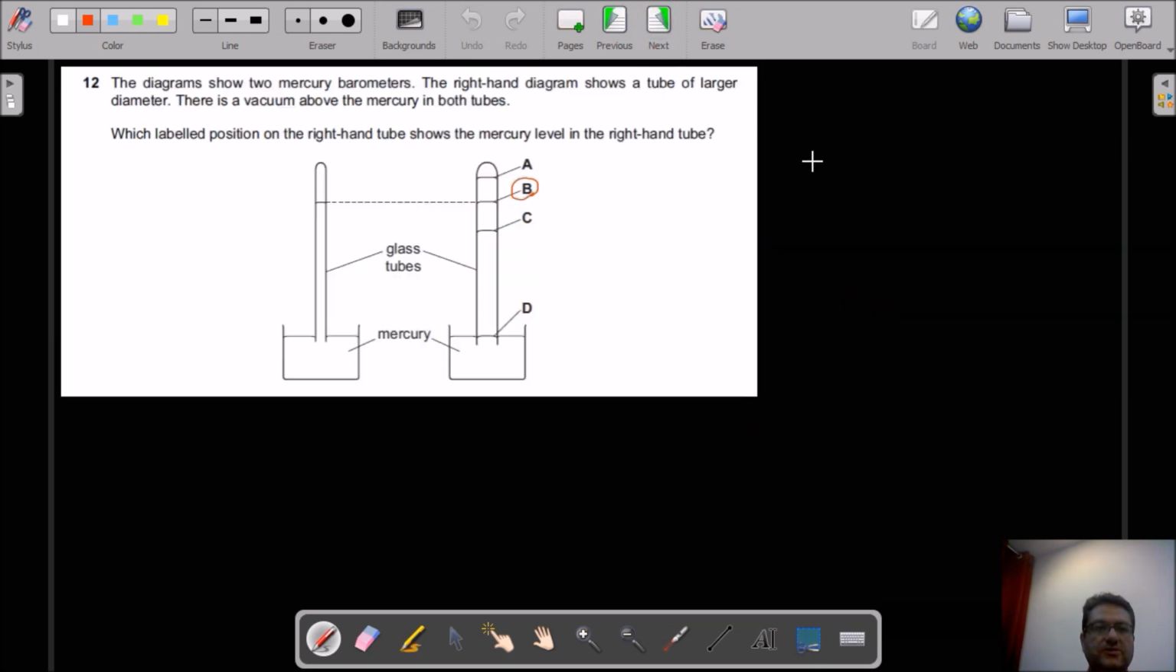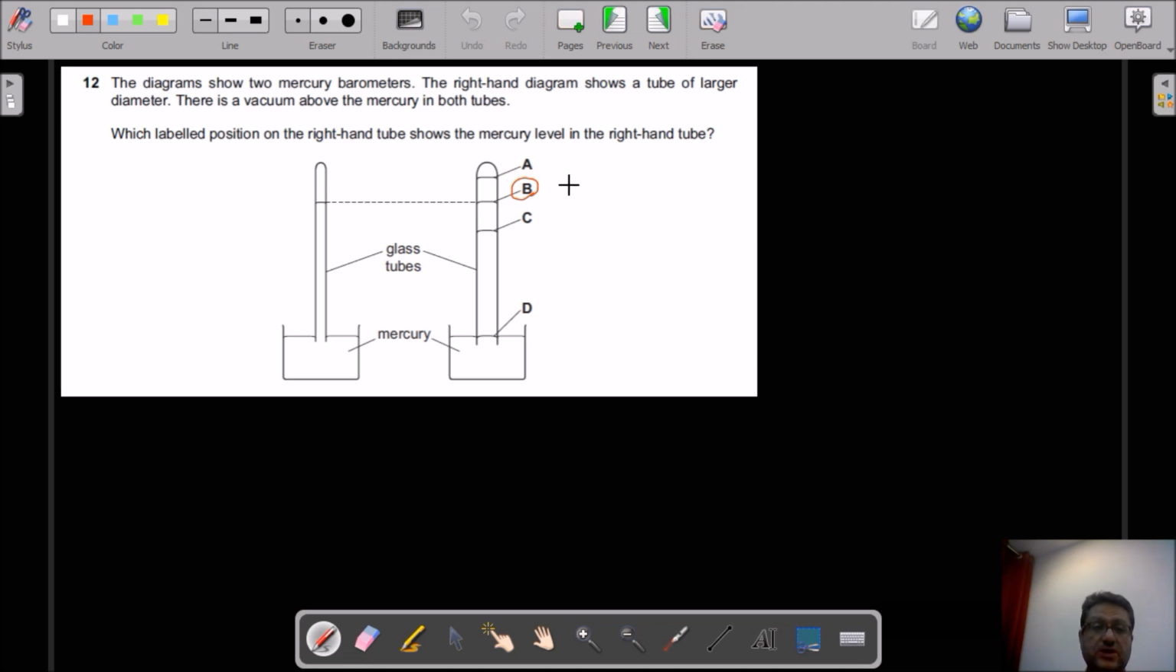Question 12. The diagrams show two mercury barometers. The right-hand diagram shows a tube of larger diameter. There is a vacuum above the mercury in both tubes. Which labeled position on the right-hand tube shows the mercury level in the right-hand tube?